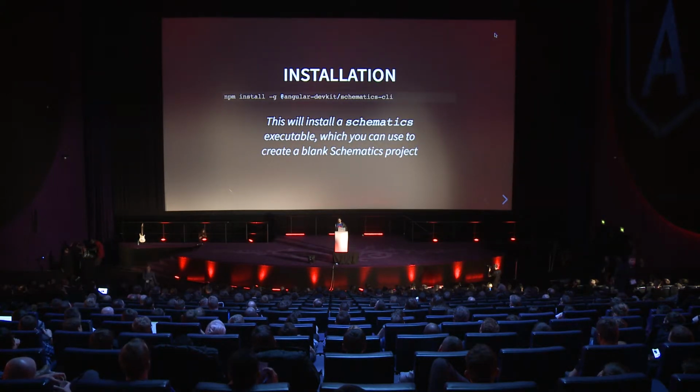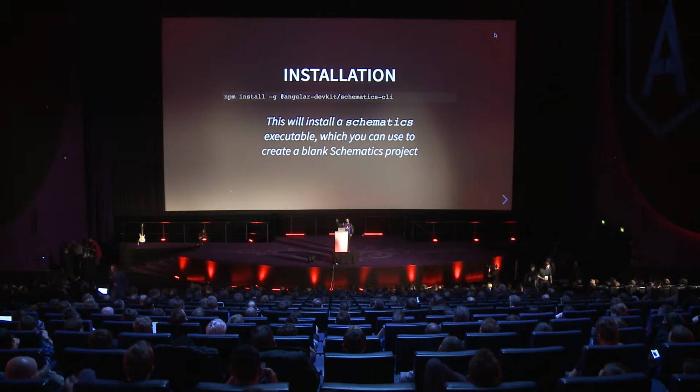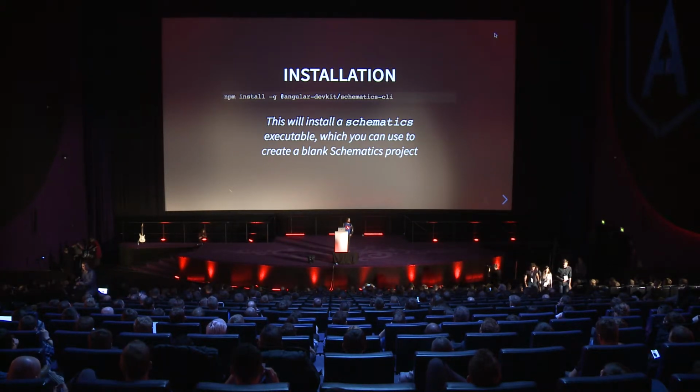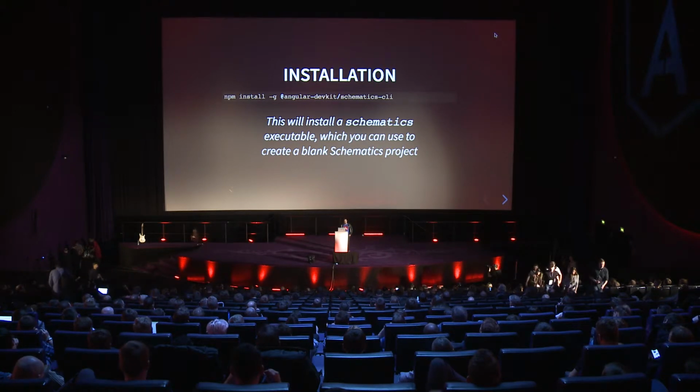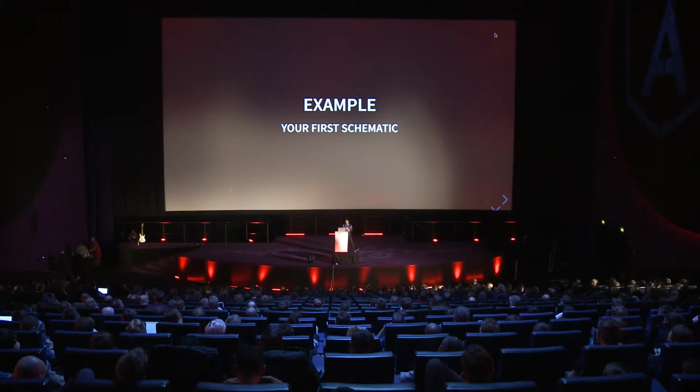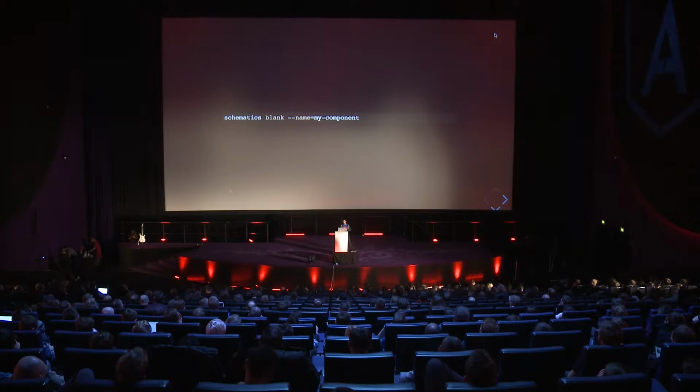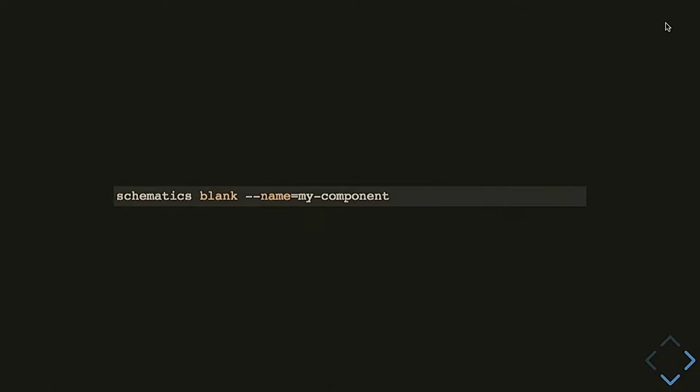Okay, so installing the Schematics CLI is the first thing you're going to need to do when you work with Schematics, and that's as easy as doing a simple npm install. Once you have that, you will get an executable called Schematics. All right, so the first thing we're going to do here is actually create our own schematic and show how simple that is. So as I say, you install globally this Schematics thing, and you get this runnable file.